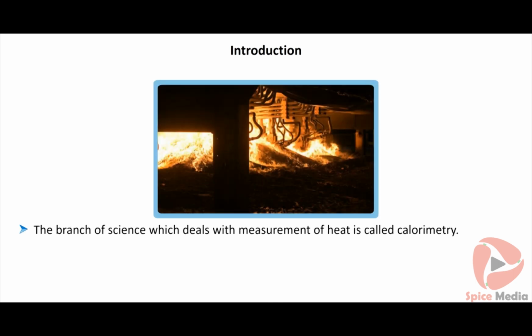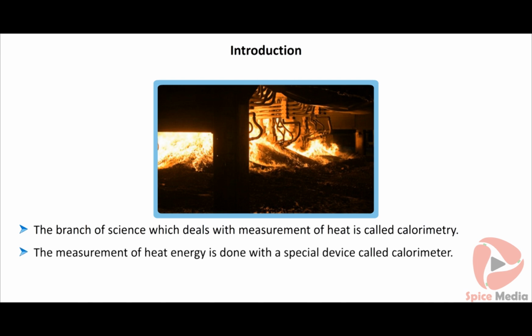Introduction. We know that heat is a form of energy. It flows from hot spot to cold spot. The branch of science which deals with the measurement of heat due to chemical reactions and physical changes is called calorimetry. Many physical transitions and chemical reactions are connected with the production and consumption of heat.